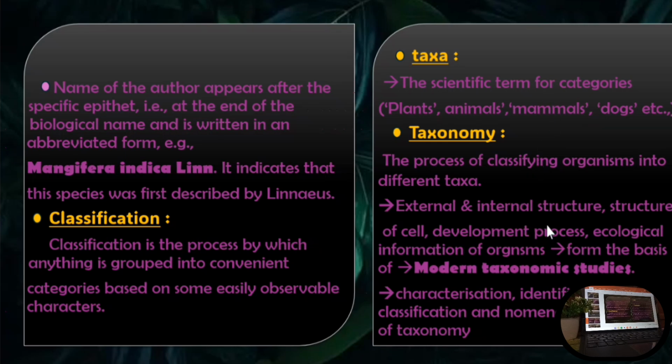And the external and internal structure of the cell, development process, and ecological information of the organism form the modern taxonomic studies. It is important. And characterization, identification, classification and nomenclature are the basics of taxonomy.